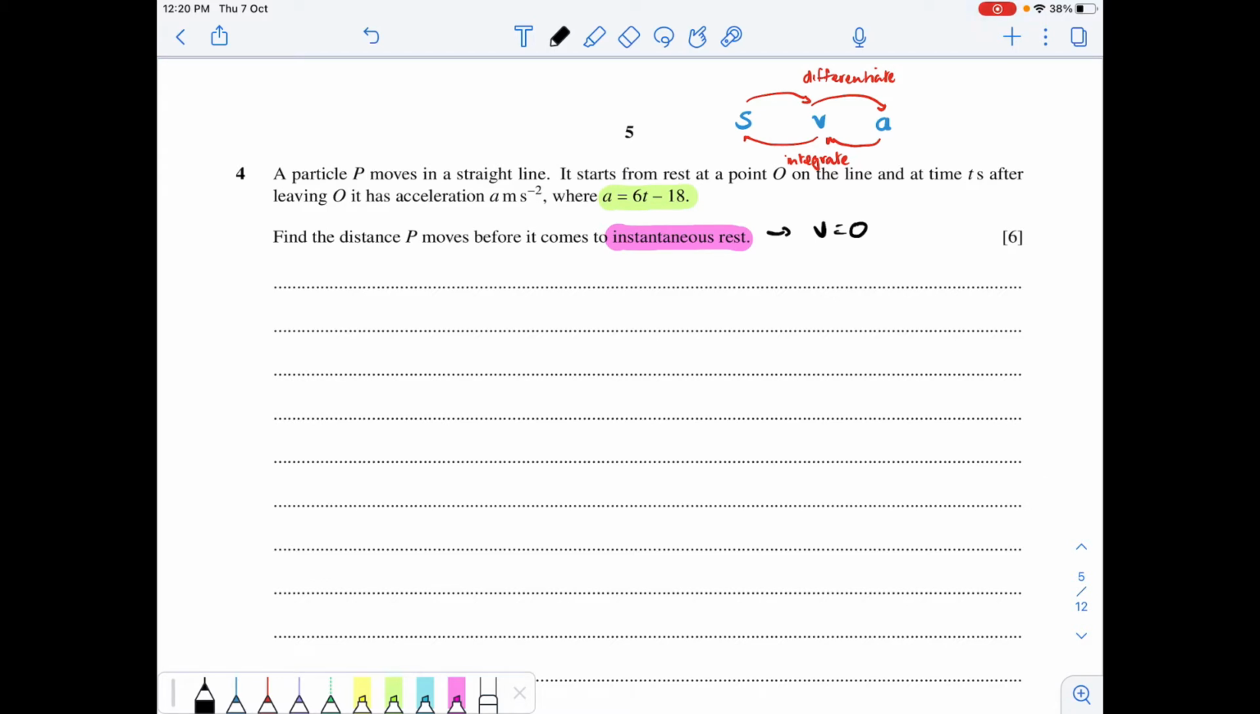Now we don't have a velocity function, but we are able to get one. So we can say velocity is equal to the integral of acceleration with respect to time. Now this is an indefinite integral, so we're going to have a constant of integration, but they also give us another bit of information that the particle starts from rest. In other words, at time 0, velocity is 0, and so we will be able to cancel out the constant of integration.